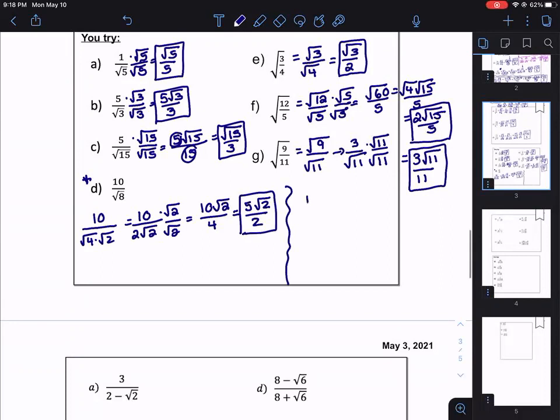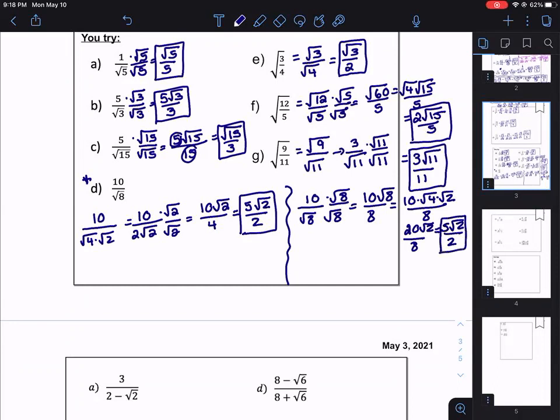Method number 2 would be to rationalize first. So we would multiply top and bottom by radical 8. 10 radical 8 over 8. The radical 8 would simplify to radical 4 and radical 2. We would get 20 radical 2 over 8. And of course, reducing by 4, we get 5 radical 2 over 2. Okay.